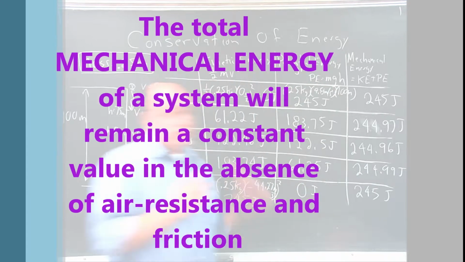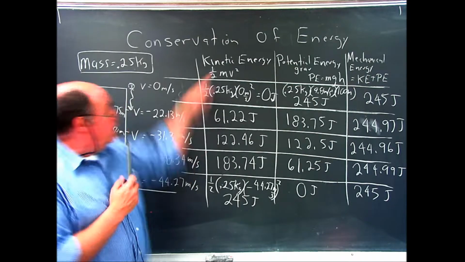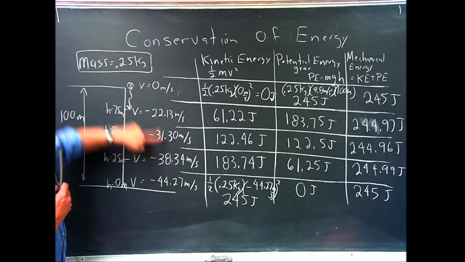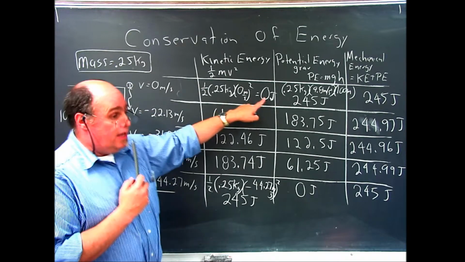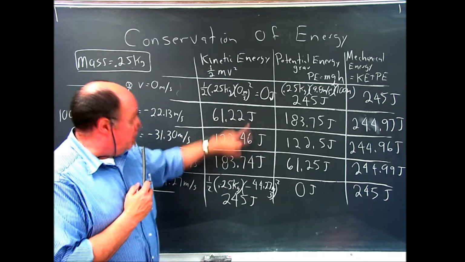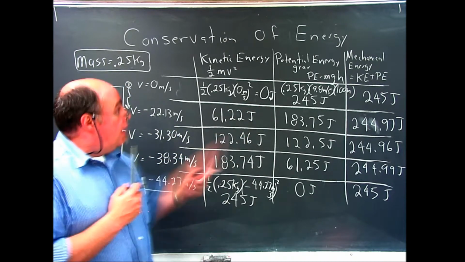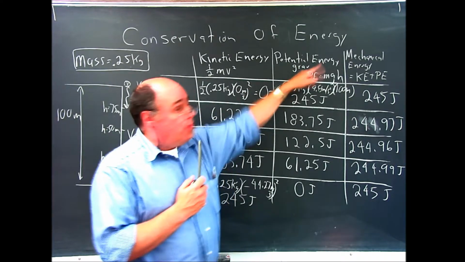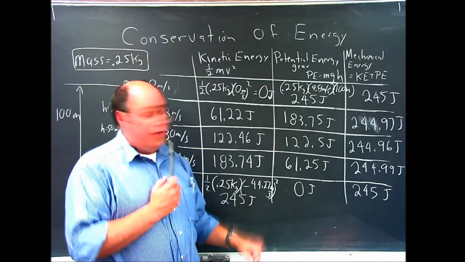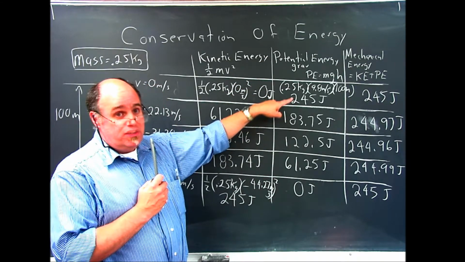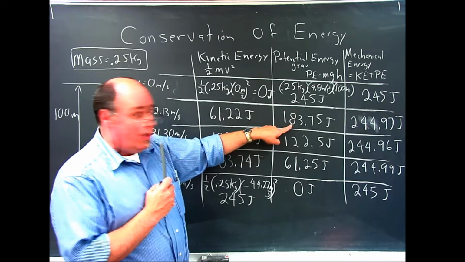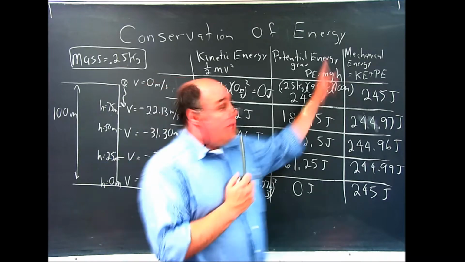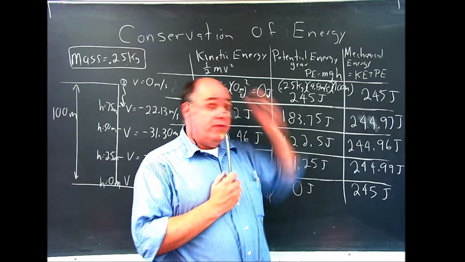what you should have noticed, as I just said a moment ago, look at the kinetic energy. As the ball was falling, its speed got faster and faster, so the kinetic energy numbers got bigger and bigger. The potential energy deals with the energy associated with height. As the ball was falling down to the ground, the potential energy numbers got smaller and smaller. We had 245, then 183, then 122, then 61, then 0. And the mechanical energy is the total energy associated with the system.